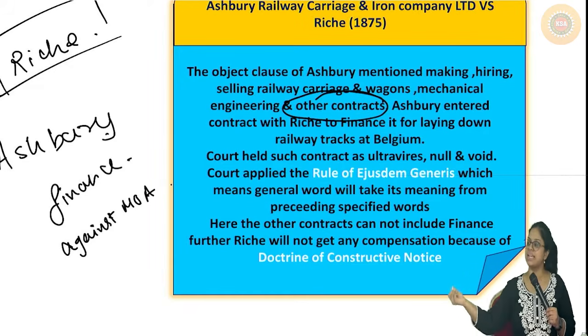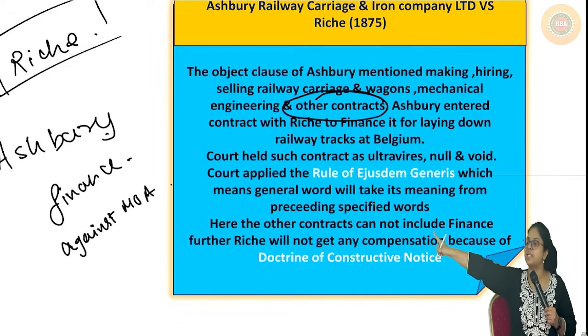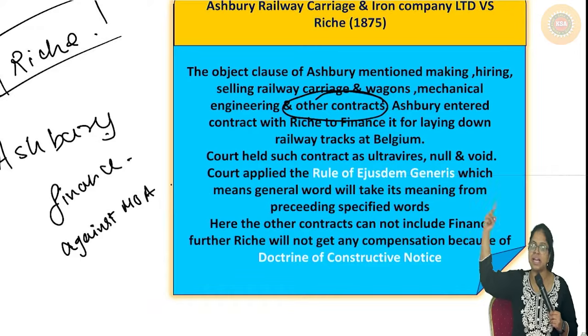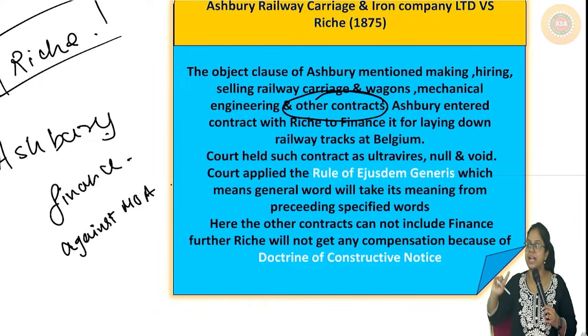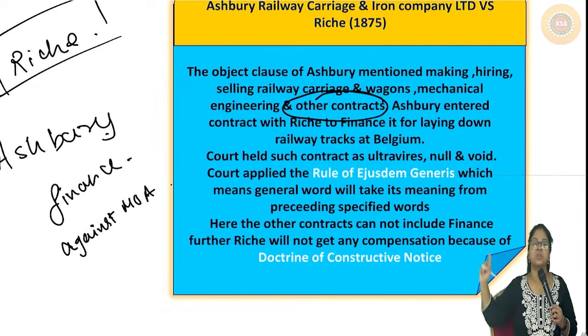So under other contracts, anything can come. Financing is a type of other contract, right? So it is part of the MOA only. So they have to fulfill the promise. Are you able to understand what was Riche's justification? He is saying, leave aside making and hiring. You look at the last line, what is written there? It says they can enter into other contracts. Financing is a type of other contract, right? So he should give me the money.